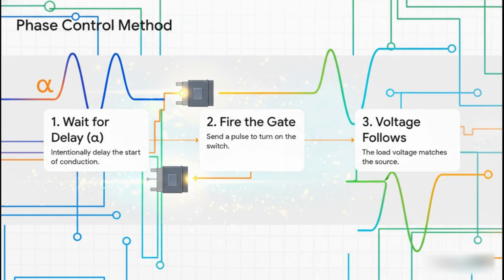So, how does it do this chopping? The secret sauce is a technique called phase control. We use a couple of super fast electronic switches called thyristors. Now, as the AC sine wave starts its cycle, we don't just let it pass through. No, we make it wait. We introduce a delay, which we call the delay angle, or alpha. Once that specific delay time is up, we fire the gate of the thyristor, and boom, it snaps on. For the rest of that half cycle, the output voltage just follows the source voltage. By changing alpha, we get precise control over how much of that waveform makes it through. More delay, less power. Less delay, more power. Simple as that.